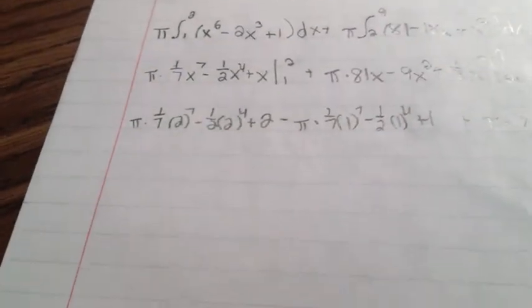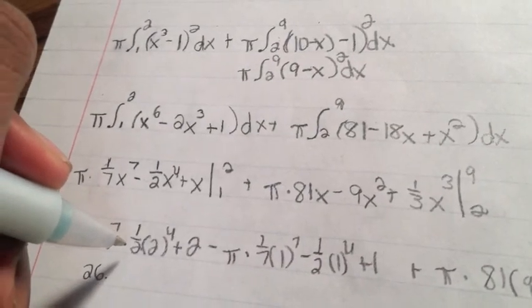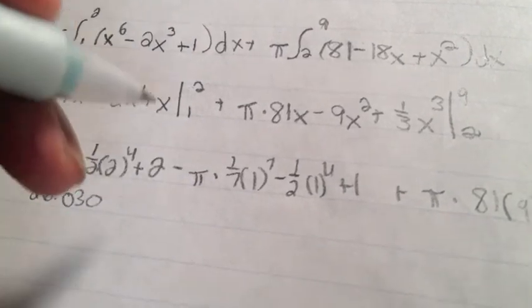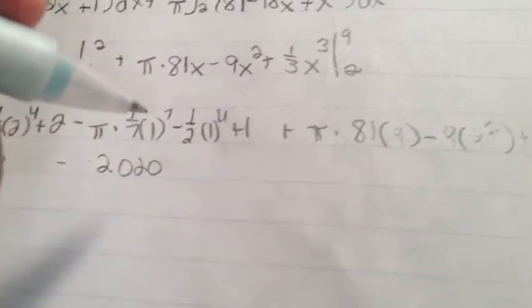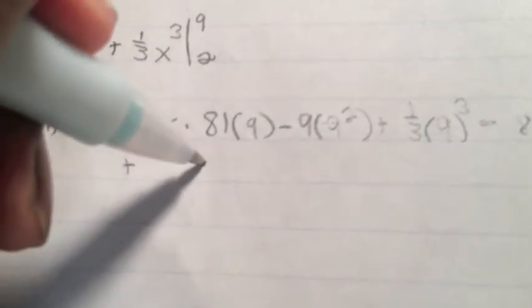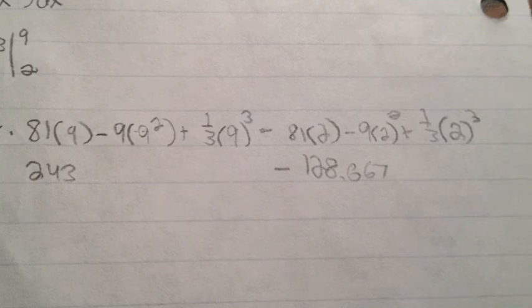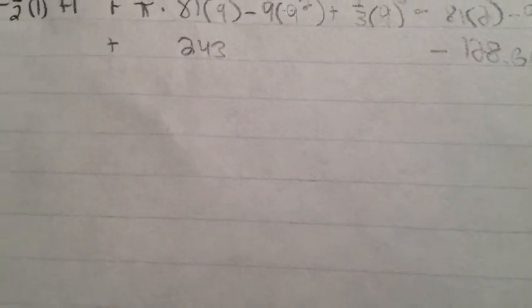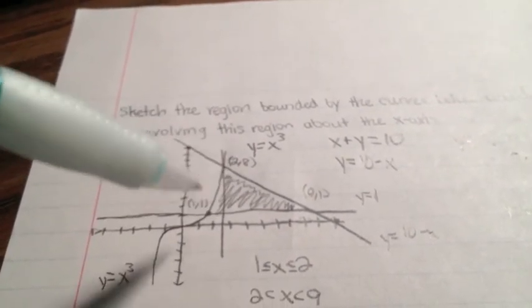The first part of the equation is going to equal 26.030, minus the second part, which is going to be 2.020, plus, for this part, 243, minus, for this part, 128.667. So the first is 26.030 minus 2.02 plus 243 minus 128.667. And that is going to equal 138.343. And this number right here is going to be the volume of this original region revolved around the x-axis.